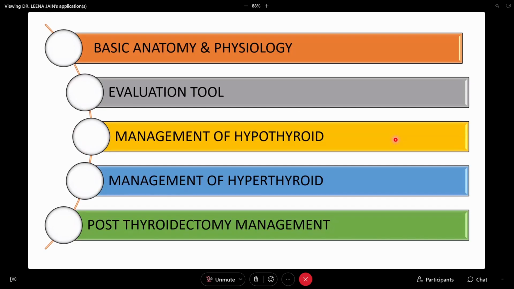It is a very important topic today: anatomy, physiology and imaging of the thyroid gland. I will not cover every minute detail, but all the very relevant points which will be important for you in practicals. It will cover the basic anatomy, physiology, some evaluation tools of thyroid disorders, hypothyroidism, and some post-thyroidectomy management.